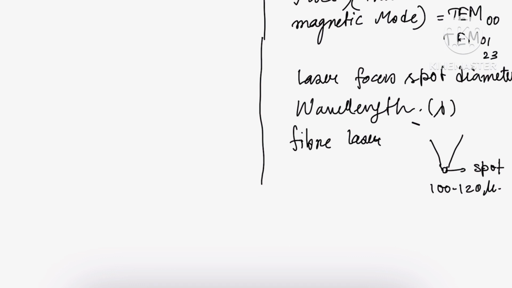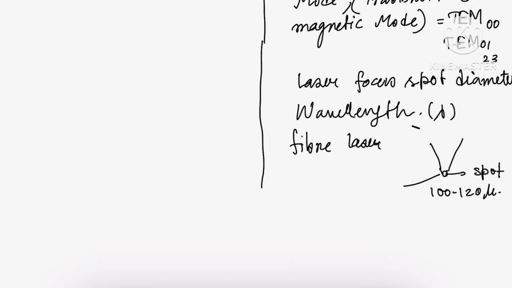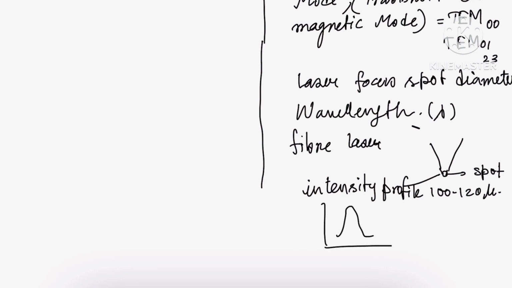But TEM is also important. How? If you see the intensity profile of the laser beam at this focus spot, it somewhat looks like a Gaussian profile. So this is the focus spot, and this focus spot has a Gaussian type of intensity profile.